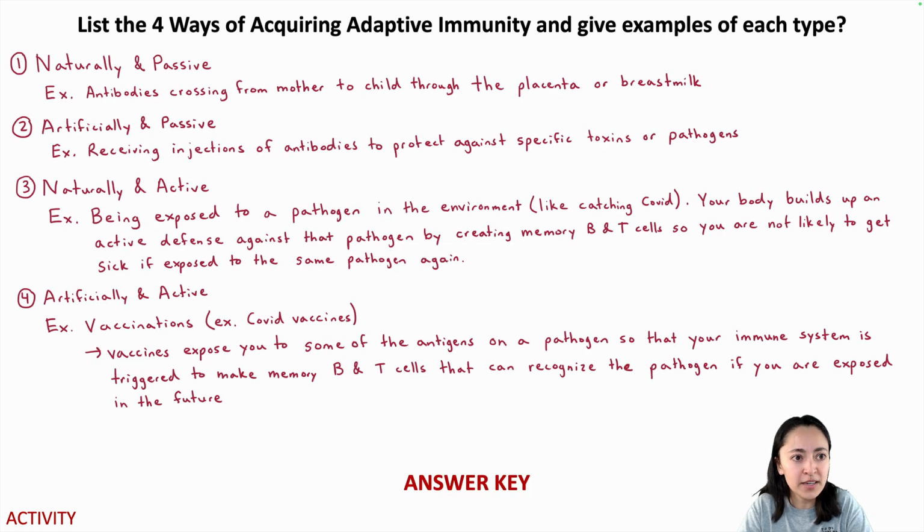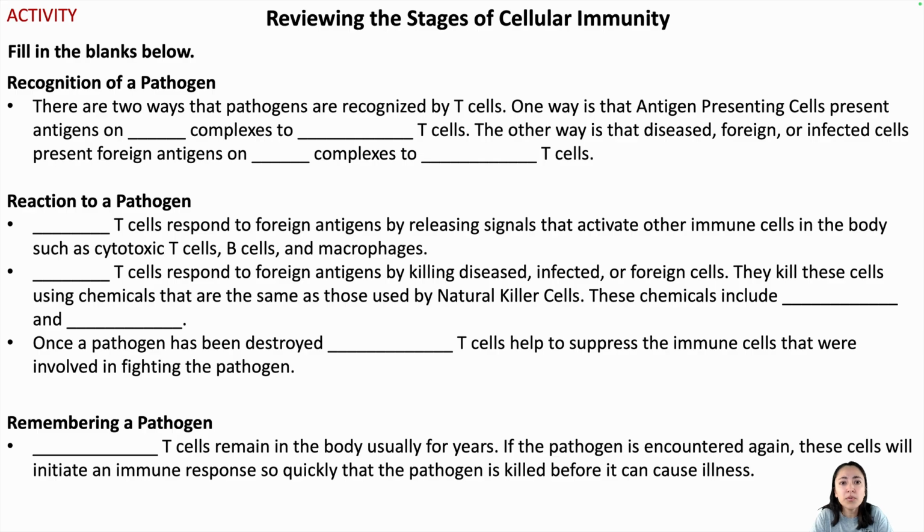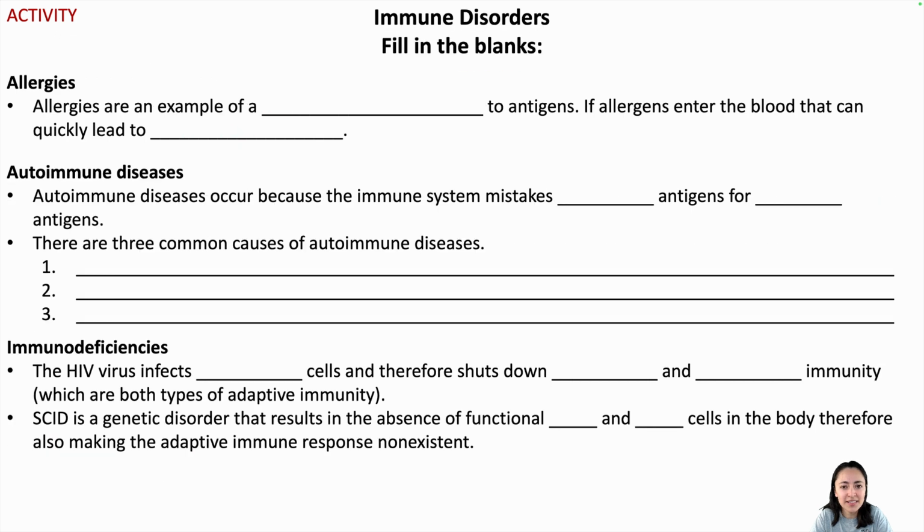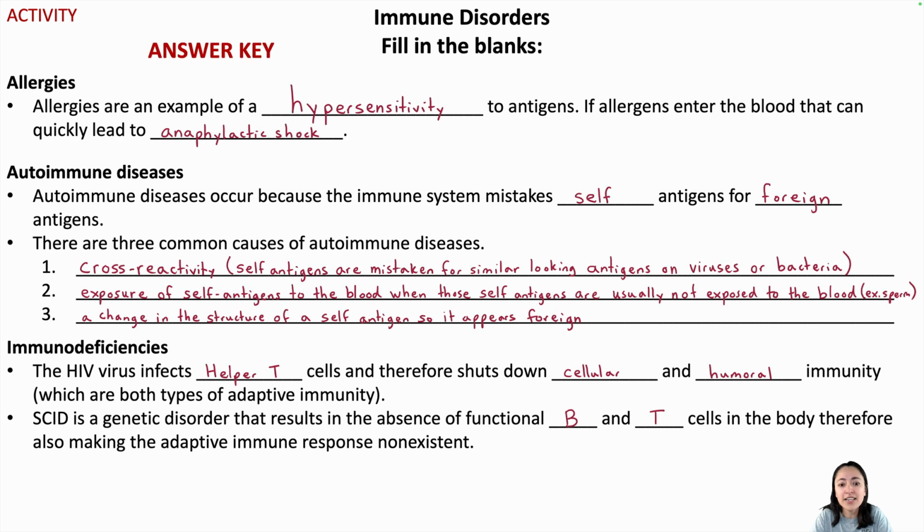Here is the answer key for that question. Next, let's review the stages of cellular immunity. Try to fill in all the blanks below. Here is the answer key. Next, you're going to be reviewing the stages of humoral immunity. Try to fill in the blanks below. Here is the answer key for that. And then finally, see if you can fill in the blanks below to help you test your understanding of the immune disorders that we covered. Here is the answer key.